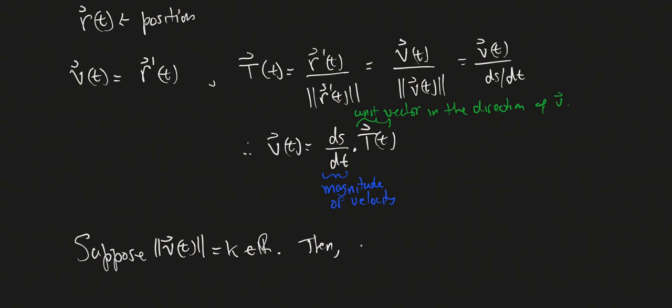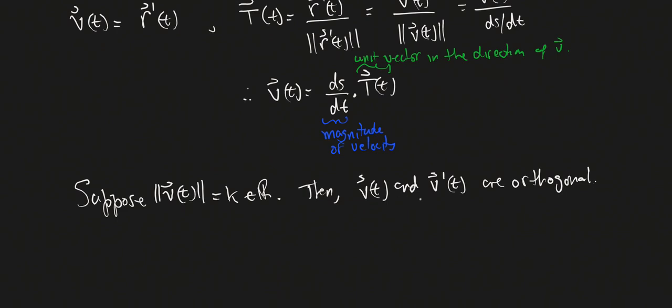If the magnitude of a vector function is a constant, then the vector itself and its derivative must be orthogonal, right? This is something we proved previously. If a vector function has constant magnitude, then that vector function and its derivative, assuming it's differentiable, are orthogonal. Well, what does that mean? Well, think about it. V prime is the acceleration.